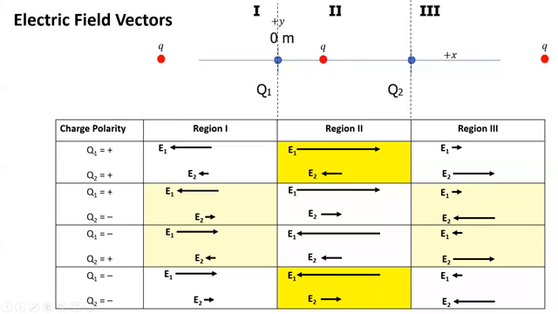Same is true if both charges are negative, because then they're trying to pull it toward one another. And so right in the middle, if they have the same magnitude, negative 2 and negative 2, then they would cancel.